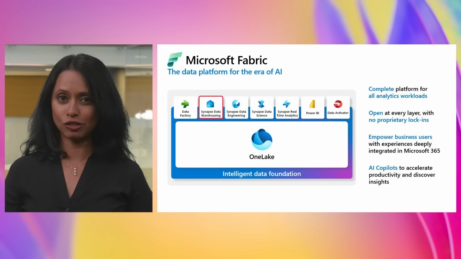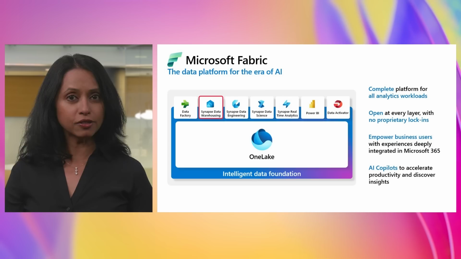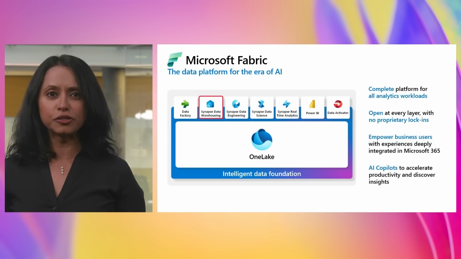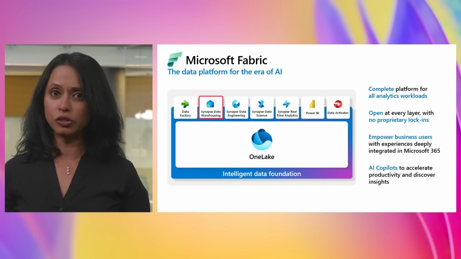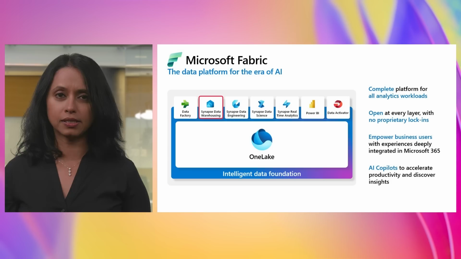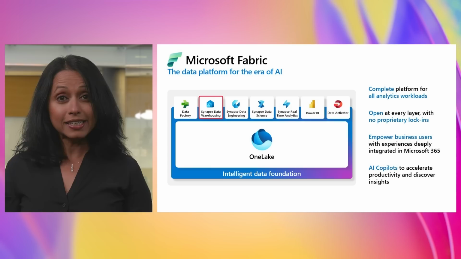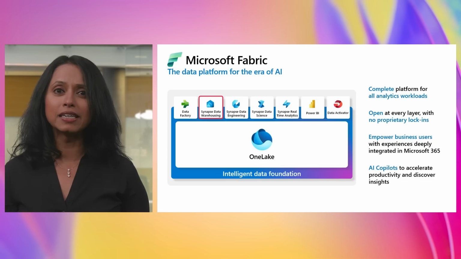Every analytics workload works seamlessly with OneLake to minimize data management time and effort by eliminating data movement and duplication. Fabric reduces the pain of integration and facilitates better collaboration with a solution that makes it easy to connect and use different analytics tools your team needs. It is open at every layer with no proprietary lock-ins. Fabric empowers business users with deeply integrated Microsoft Office and Teams experiences. And it delivers AI copilots to accelerate analytics productivity, discover insights, and enable you to create custom ChatGPT solutions with your data.